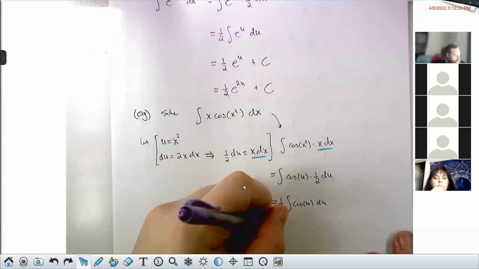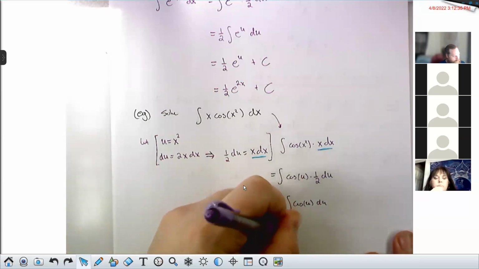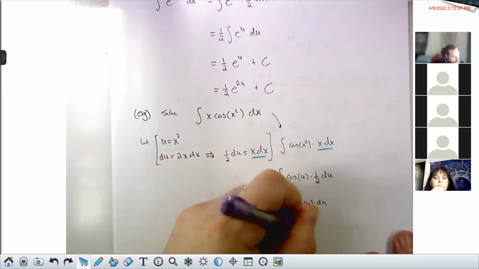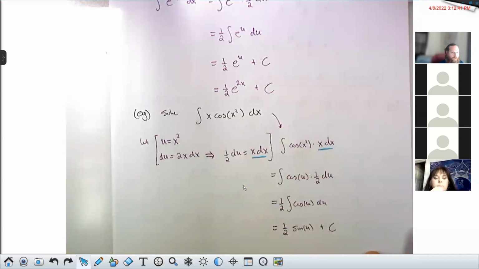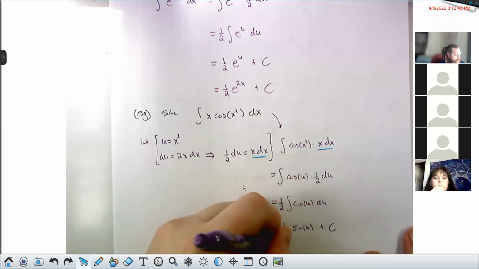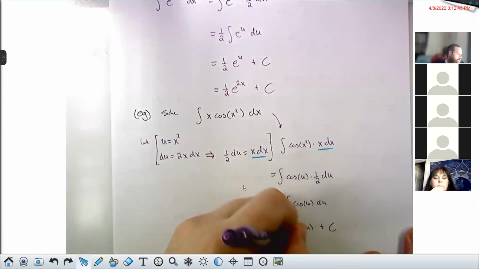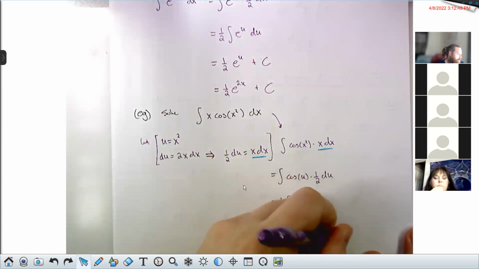And we know that the antiderivative for cosine is sine. So this is 1/2 sine of u plus c. Finally, I know that u is x squared, so this is 1/2 sine of x squared plus c.